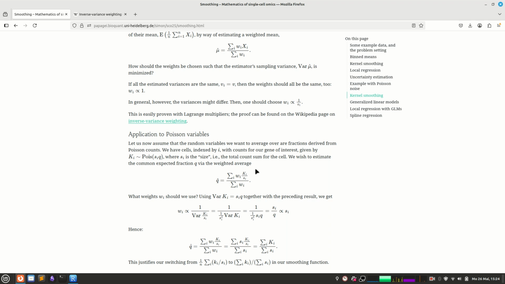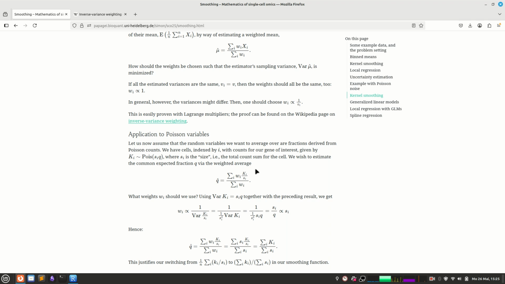K follows s times q. So this cancels, and we get here that the weight should be proportional to the size factors. Because if you have many cells which all express this gene at the same fraction, then the cell with a deeper sequencing will have a more precise estimation. So we insert these W's here, and now insert for W here S, and the S cancels and appears here, and now you get this thing here.